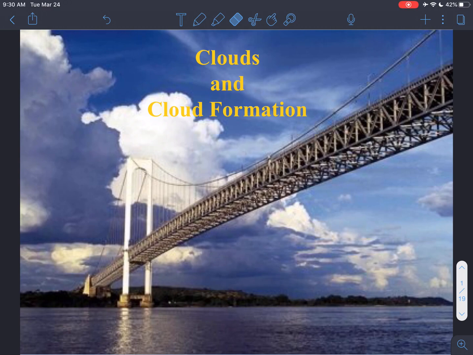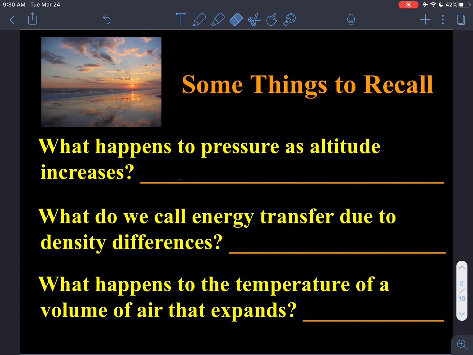Hi everybody. Today we're going to be talking about clouds and how clouds form. Alright, so to start things off, I'd like you to think about these three questions. You may use your reference table, especially for the first one, and try to answer them. I'll come back in just a minute.